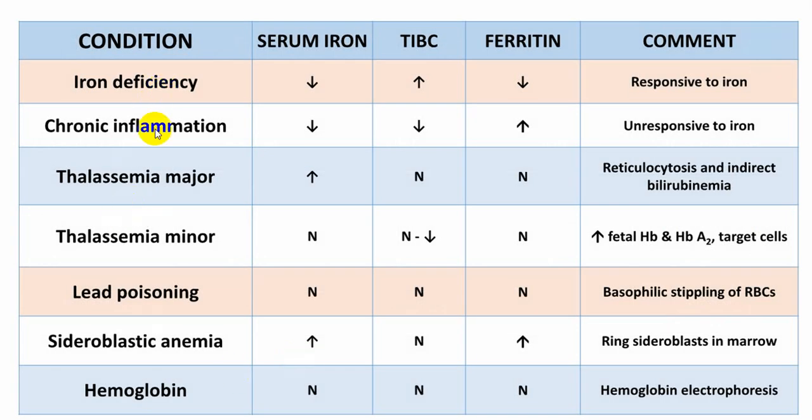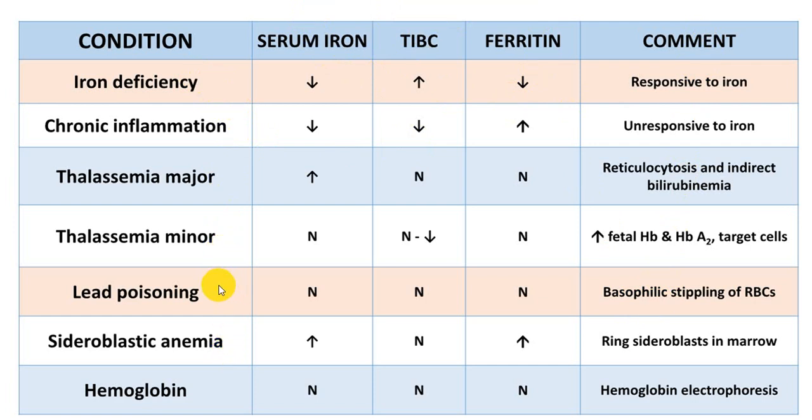This is further detail. It is dividing iron deficiency, chronic anemia, thalassemia major, thalassemia minor, lead poisoning, and normal electrophoresis. So this will give you an idea of the different ways in which you differentiate. Mainly the serum iron level, TIBC level, and ferritin will help to differentiate very easily iron deficiency, anemia of chronic disorders, then thalassemia and sideroblastic anemia.